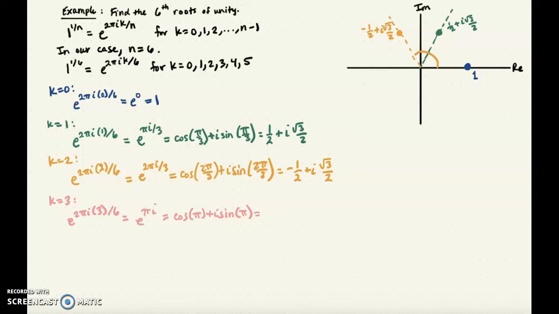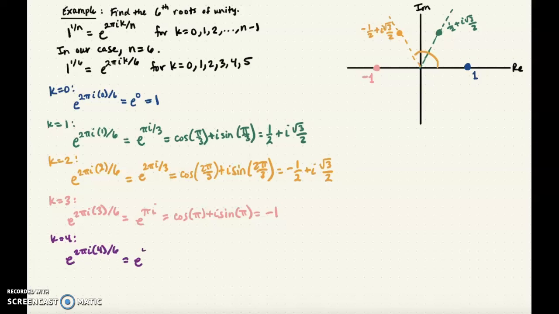So cosine of pi is negative 1. Sine of pi is 0, so this is just going to be negative 1, which is going to land us somewhere around here. So that's negative 1. Okay, so next we're going to compute for k equals 4. So I have e to the 2 pi i times 4 over 6.